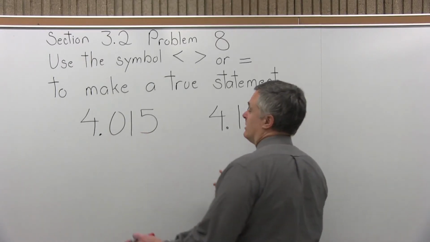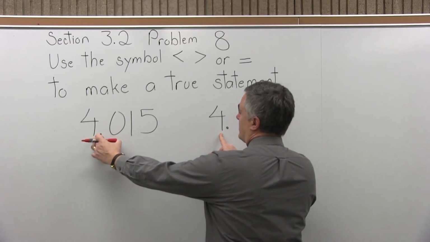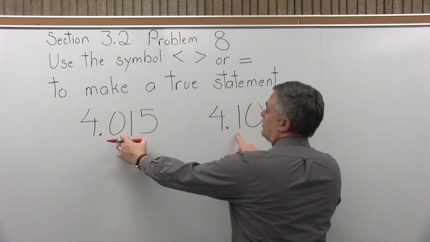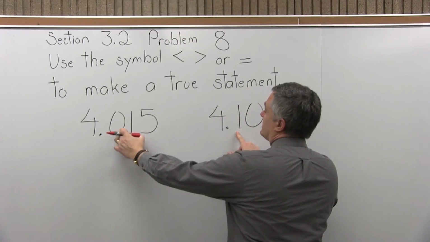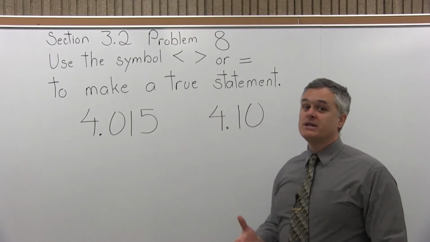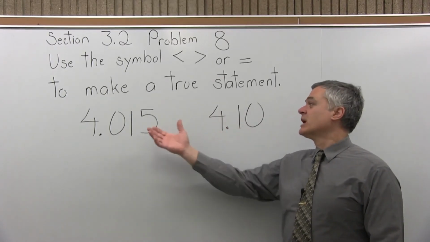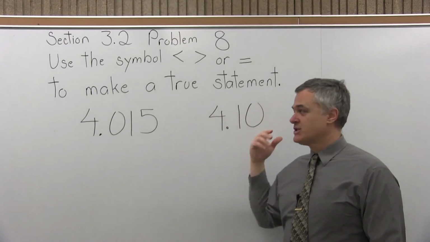To really see which one is larger, you want to start with the leftmost digit and make a comparison. They both have a 4, so that's a tie. So we'll move in one digit to the right, make a comparison. One of the numbers has a 0, the other number has a 1. Now 1 is larger than 0. That makes 4.10 the larger value, regardless of what comes after that position.